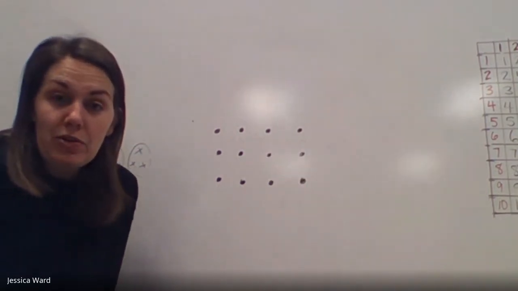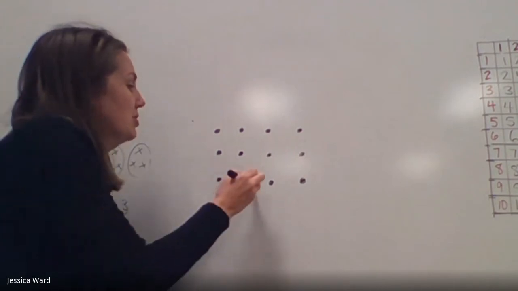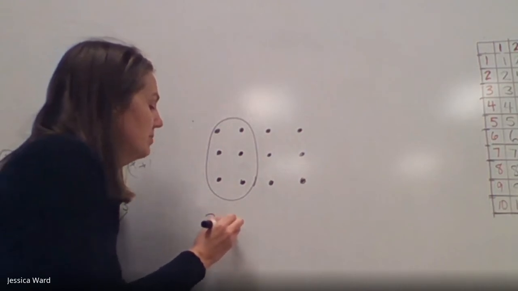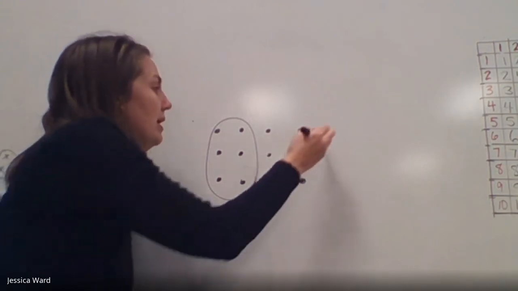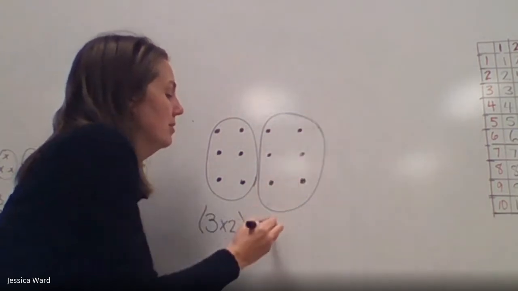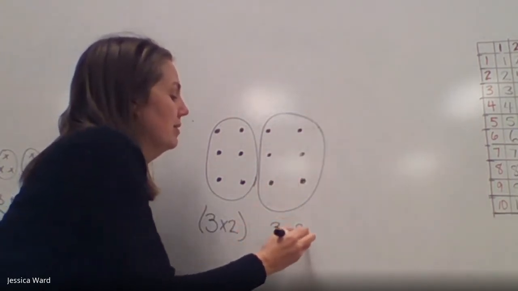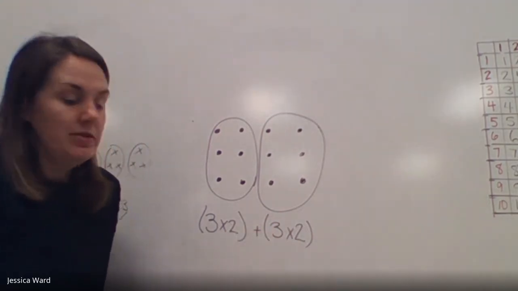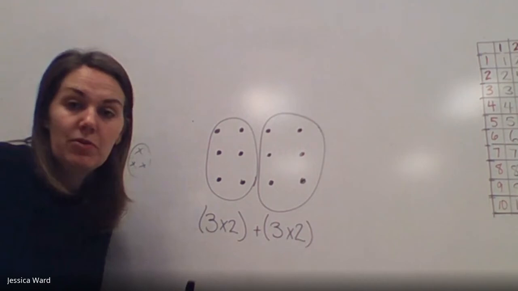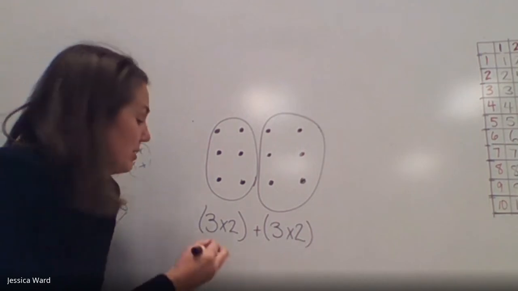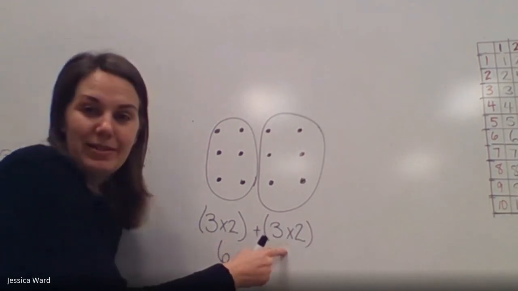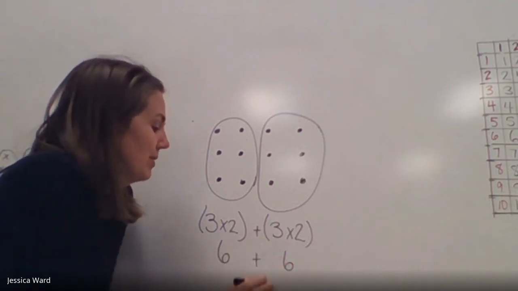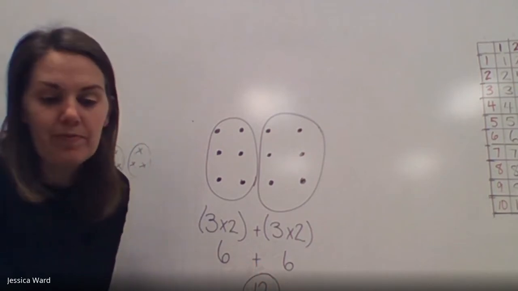Now, one way that I could show this by breaking apart the problem is I'm going to circle 3 times 2. And then I'm going to show my other 3 times 2. And then I'm going to add them together. So I would be coming up with 3 times 2. That's like my double stack, 3 plus 3, which is 6. And then over here is 3 times 2 as well. So I'm going to just be adding another 6. 6 plus 6 would give me a total answer of 12.